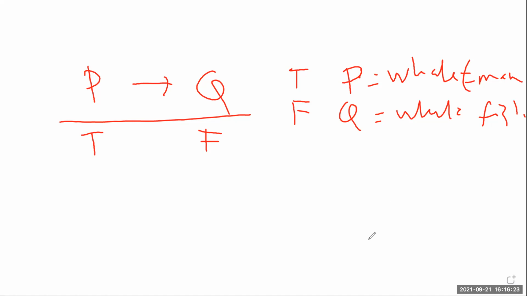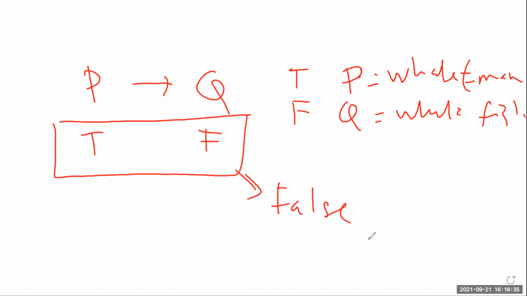Why is this invalid? Because this argument itself is false, right? You remember the truth table a while ago? If P, then Q. If P is true and Q is false, what is the argument? True or false? False. Yes, false. So that's why this is invalid.